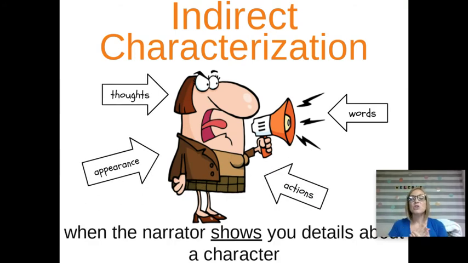So this is when the narrator shows you details about a character to help you figure out what kind of person or character they are. They might tell you this through their thoughts, through their appearance and what they look like, through their actions. They'll tell us what they do, which then you kind of create, oh, because they did that, I can now figure out what kind of person they are, through the things that they say. And even, I know it's not up there, but a lot of times we learn a lot about a character by what other characters say about them.